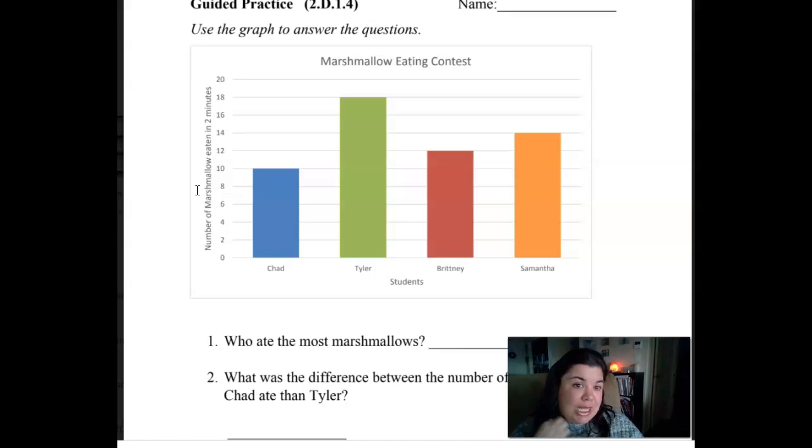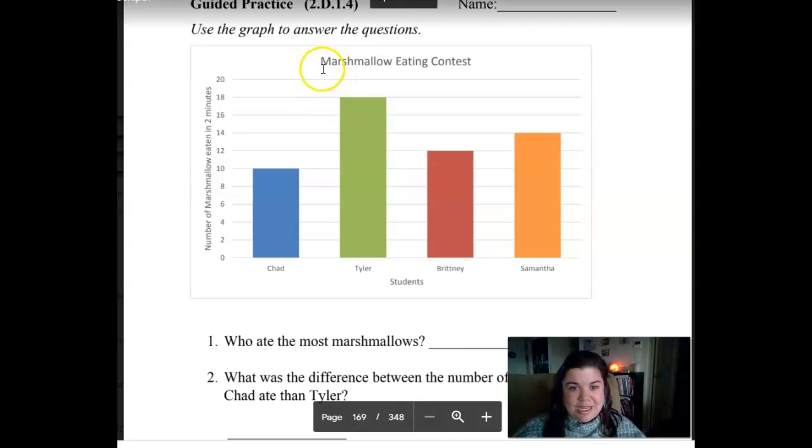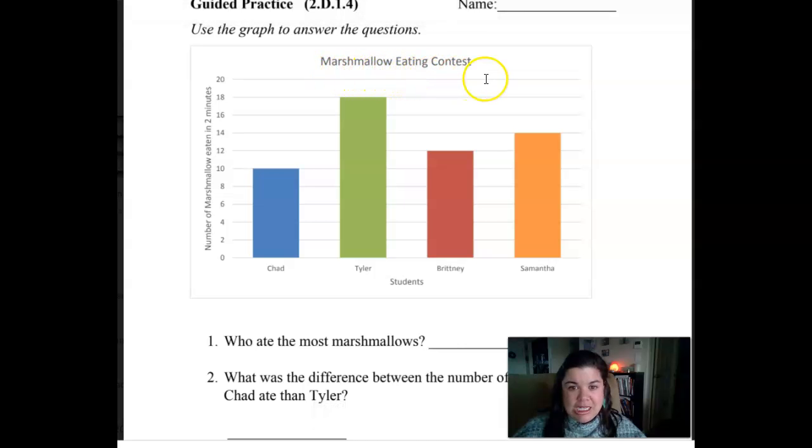So let's look at the graph here. What is the title of this graph? It's kind of fun. Title of the graph, Marshmallow Eating Contest. Do you like marshmallows? I do too, especially in hot chocolate, huh?